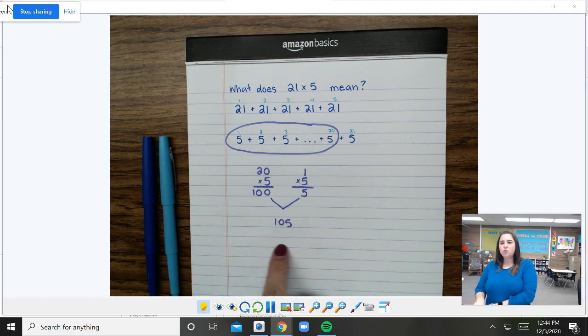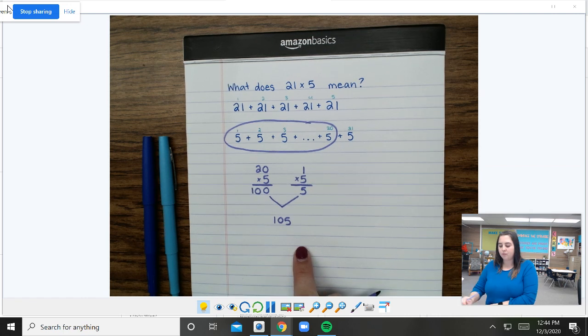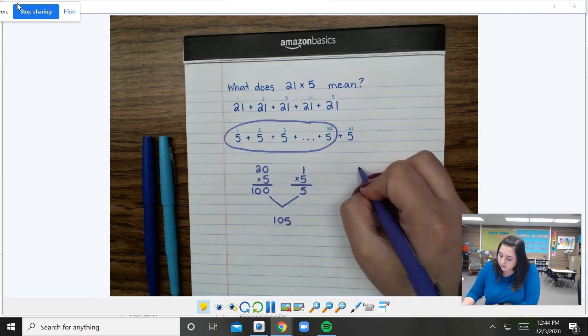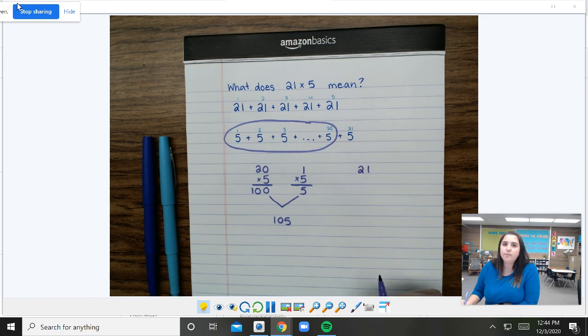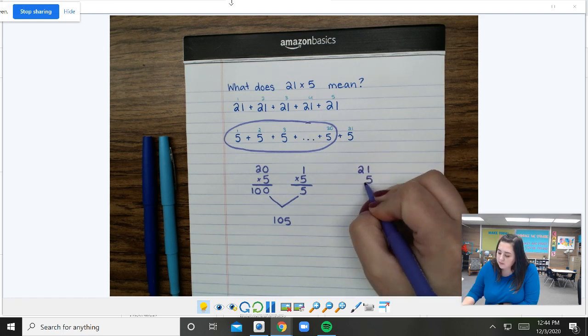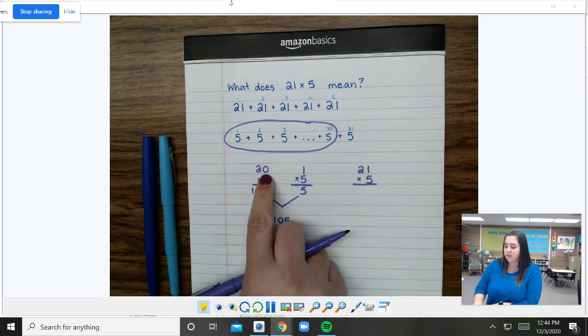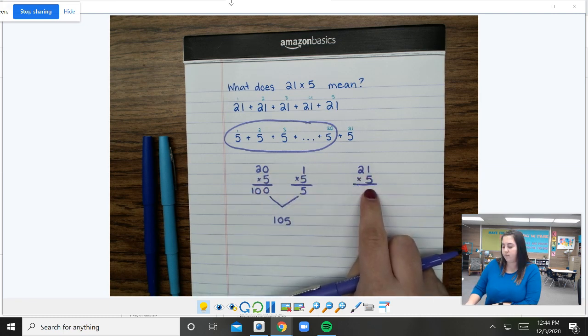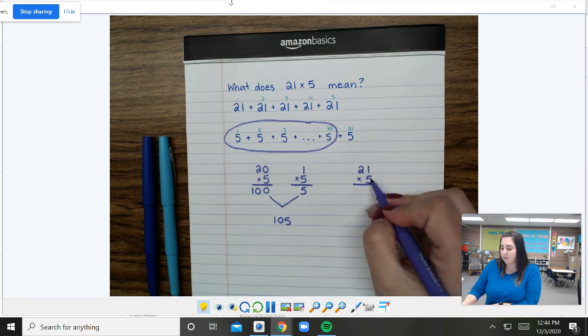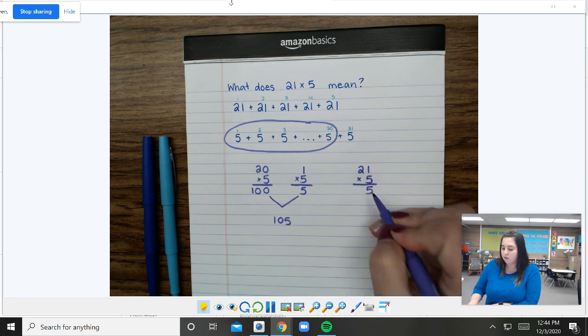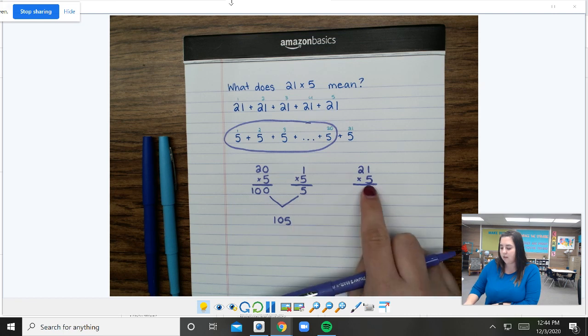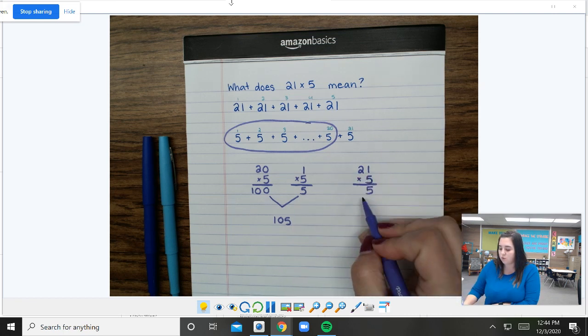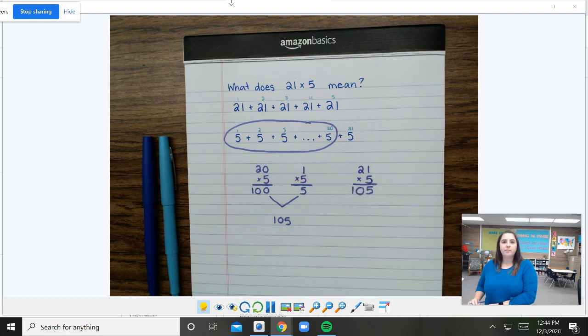But this isn't normally how we write a multiplication problem. Normally, we write it like this: 21 times 5. I combined the two, 20 plus 1, 21, times 5. And when I do this, I multiply the 5 times the 1, just like we did here, and the 5 times the 2, right there. This should be pretty familiar from last year.